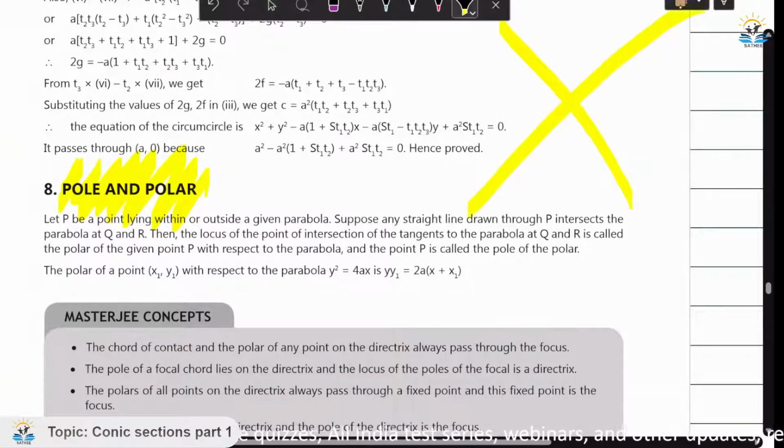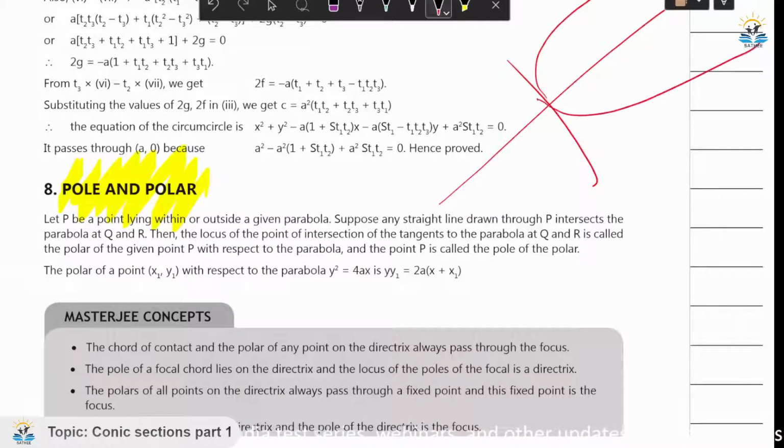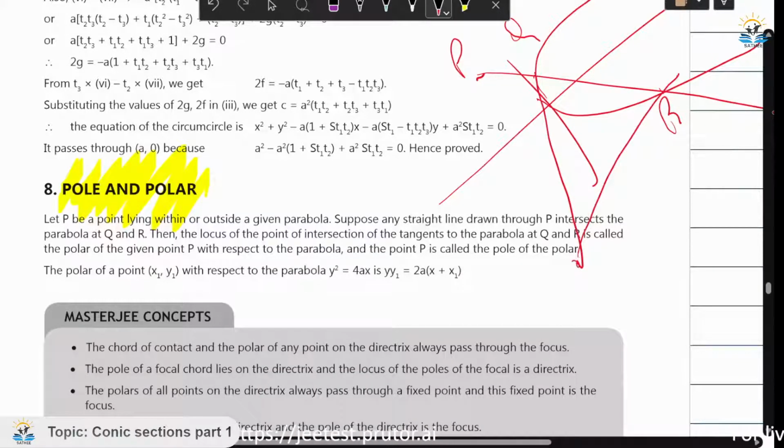So basically, oh sorry, let me just use my pen. This is the parabola. This is the point P. So this intersects at Q and R. So the point of intersection of tangents, this point is called the polar to the given point P. Then the point P is called the pole. Okay, this is the pole and this is the polar.